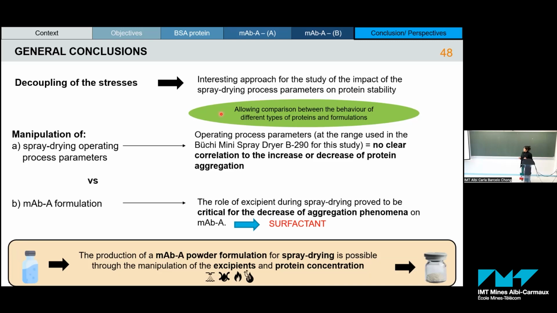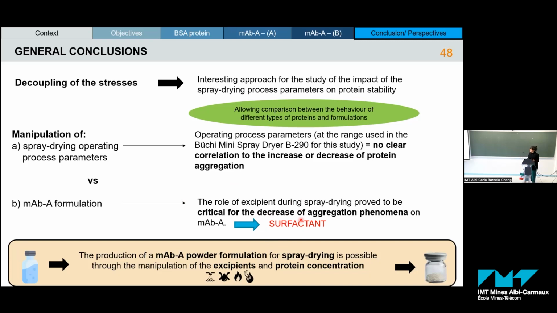And for the study of the manipulation of the spray drying operating parameters, we observed that in the conditions obtained in a lab scale spray dryer, by manipulating the different process parameters with this specific formulation, there was no clear correlation in which parameter will reduce the protein aggregation. But on the other hand, what we observe is that the formulation had the higher impact on the presence of aggregation and protection of the protein during spray drying, finding the surfactant as the most important excipient for this type of protein.